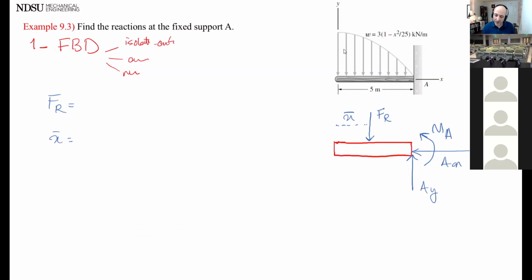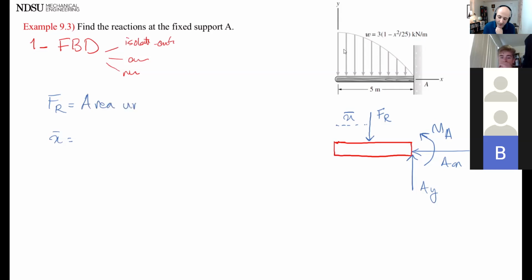So let's remind everyone, what is FR in terms of words? What does it mean, FR? Resultant force. Okay, well, in this problem, what does it mean for us? What should I find to find FR? The area, exactly. So FR is area under loading. All the answers were correct, but I was looking for the meaning. So if I find area under this curve, that's my FR. What about X bar?